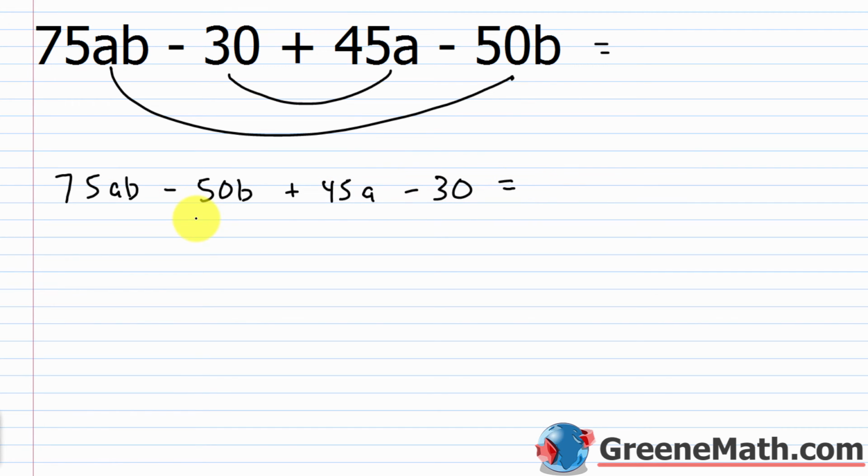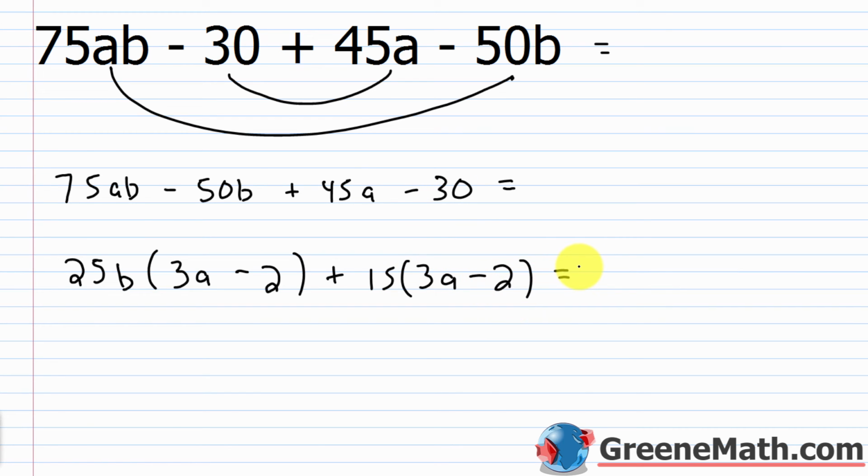So from the first group, if I think about 75 and I think about 50, I know that the GCF is 25. So 25, and then I know that I have a b here and a b here. So let's do 25b. So 75 divided by 25 is 3. ab divided by b is a. Then minus 50 divided by 25 is 2. b over b is 1. So from these two, 45 and 30, I know that I could pull out a 15. So if I pull out a 15, I would have 45 divided by 15, which is 3, then times a. And then negative 30 divided by 15 is negative 2.